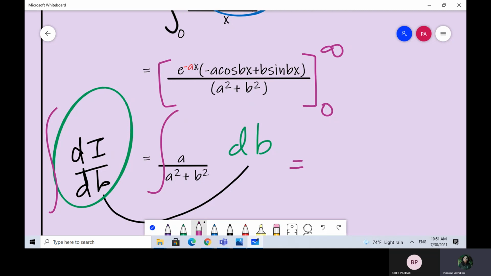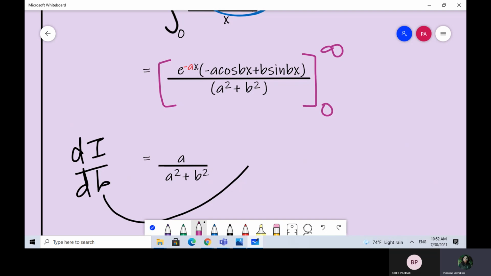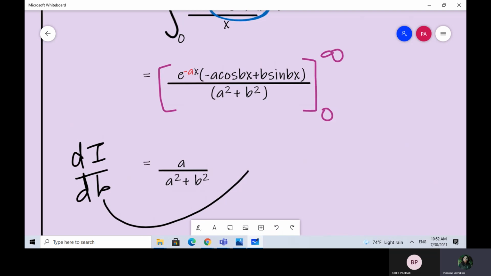A is a constant now. For integration, b is our variable and a is a constant. So you are going to get the constant a common into tan inverse b by a. That's it. Doesn't it feel like one thing is missing? Something is missing. What is that? Yes, exactly, plus c. Here you have an indefinite integral. That's why you have to add c also.